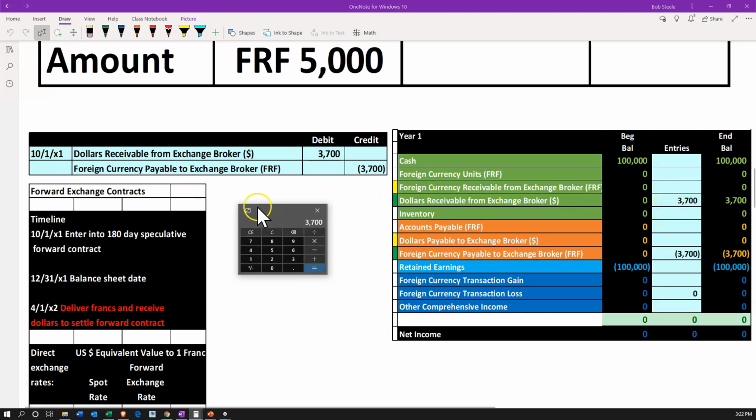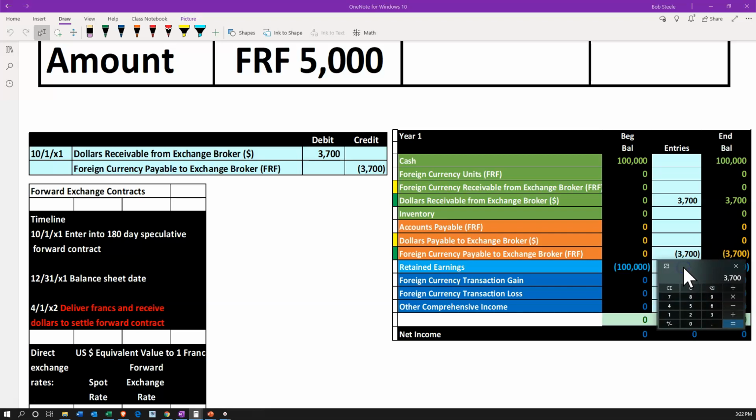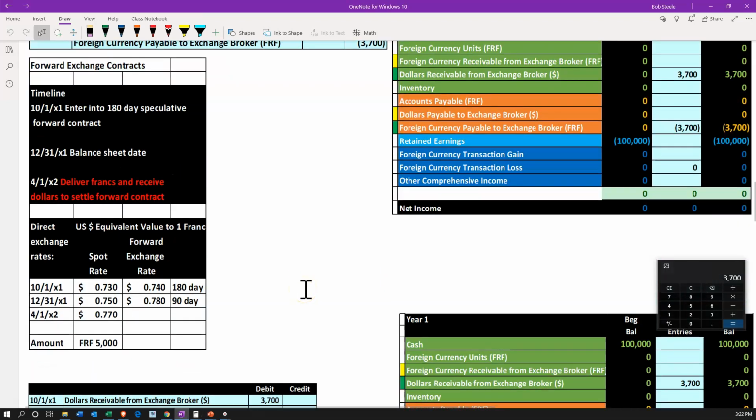This 3,700 up top will be in dollars. We expect to receive dollars, so no change will happen on that until 180 days later. We don't have to change it for foreign currency or anything like that. This one down here, however, is going to be a payable that we will make in francs. Therefore, this one will change, and we'll have to change this because we're going to actually pay in francs, and we'll have to revalue it as time passes to see what the valuation of it will be.